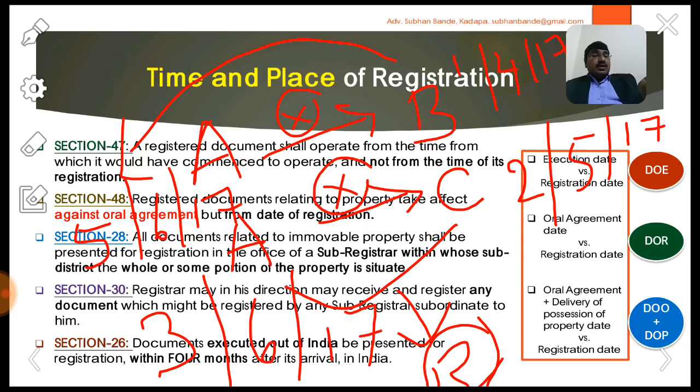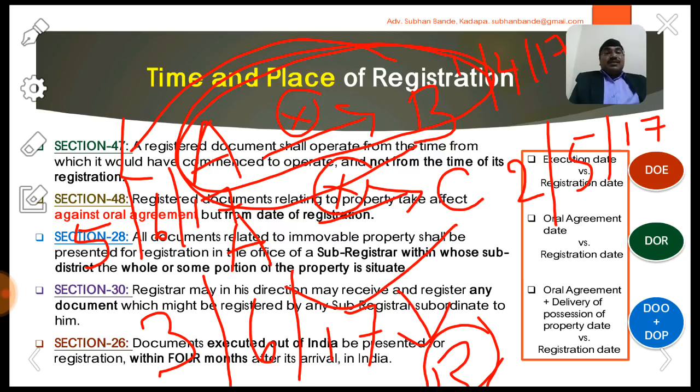Here, the instrument which was executed first is legally recognized. It has more priority than the instrument executed later. The first executed instrument gets priority over the subsequently executed instrument.